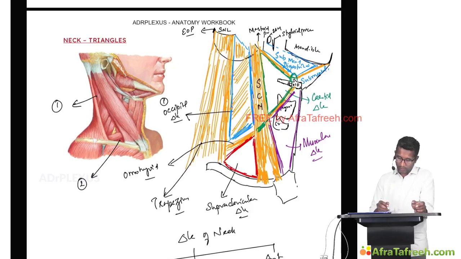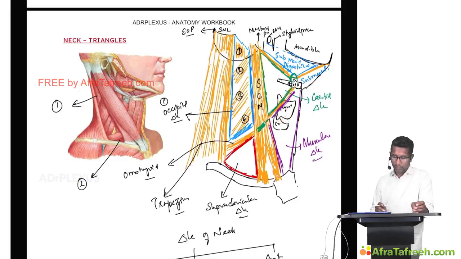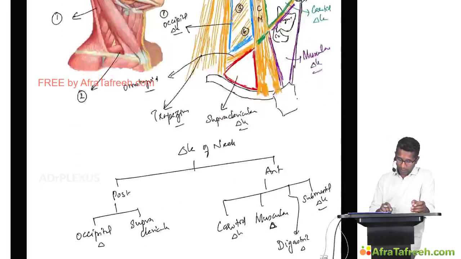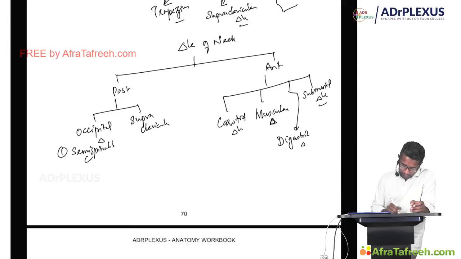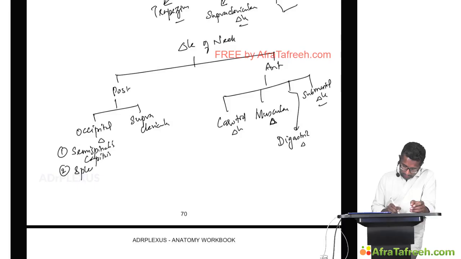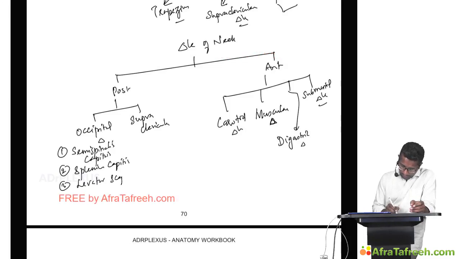I'll just write the number here. It is 1, 2, 3, and 4. So these 4 muscles form the floor of the occipital triangle. One is semispinalis capitis, the next one is splenius capitis, the third one is levator scapulae, and the fourth one is the scalenus posterior muscle.